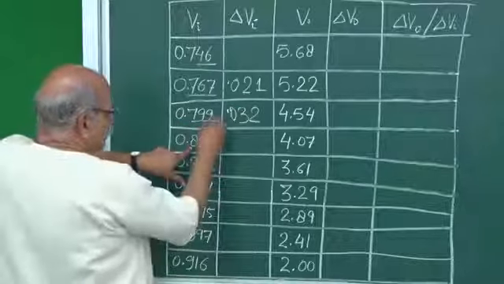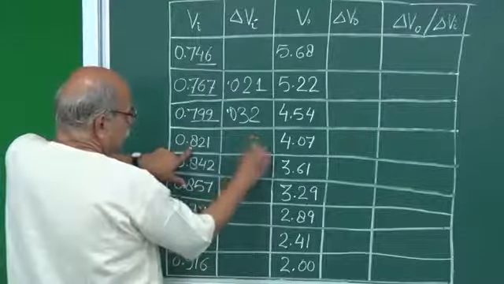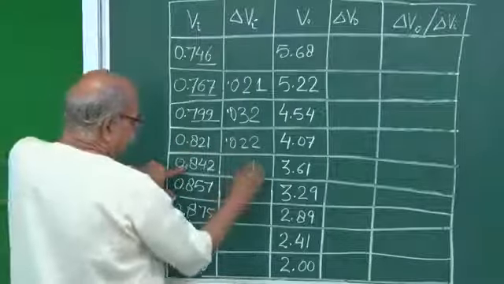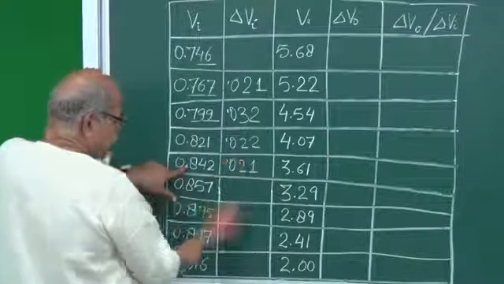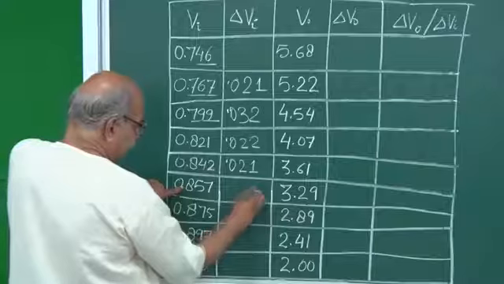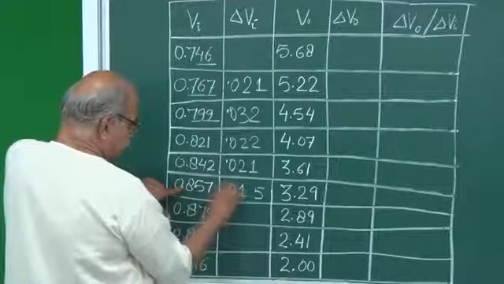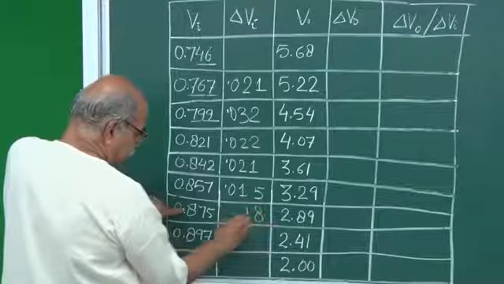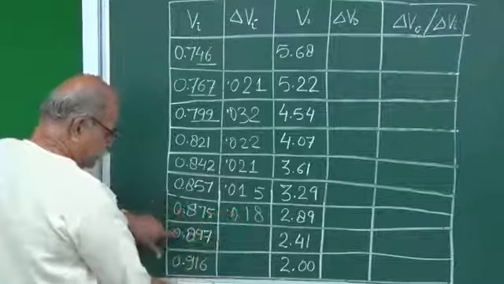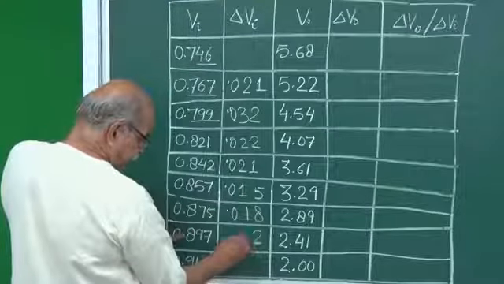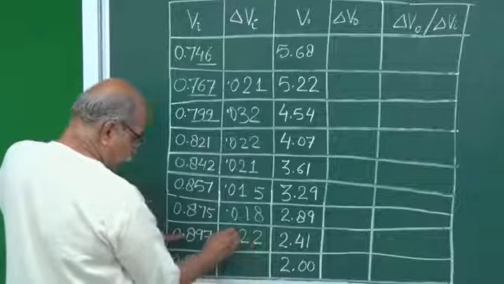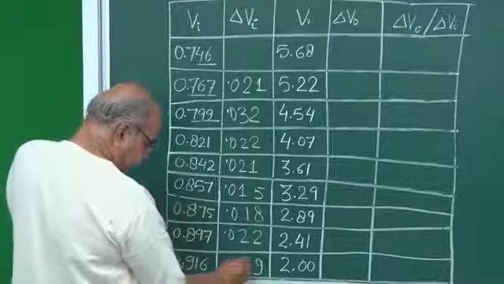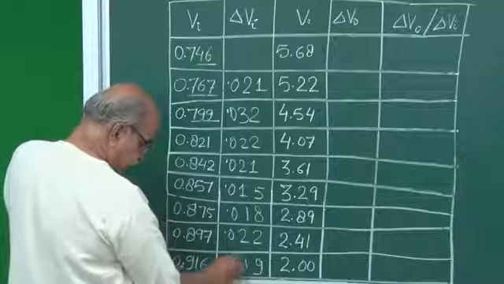Then it is 2 here, 2 here, and 0 here. Then it is 1 here, 2 here, 0 here. Then it is 5 here, 1 here, and 0 here. Then it is 8 here, 1 here, and 0 here. And here it is 2 and 2 and 0. And here it is 9 and 1 and 0.